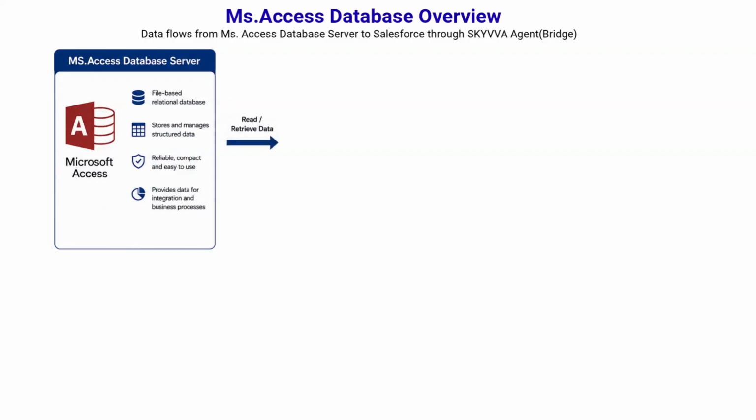Step 2. Read and retrieve data. The first arrow in the diagram, labeled Read/Retrieve Data, represents the SKYVVA agent securely connecting to the Microsoft Access database and reading the required records. Depending on the integration configuration, data can be retrieved either manually or through a scheduled execution. During this step, the SKYVVA agent only reads the required data from the database. The source data remains unchanged while the selected records are prepared for further processing.